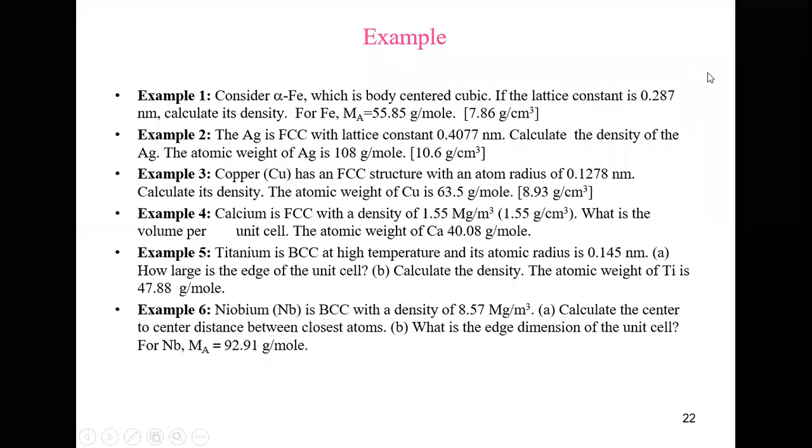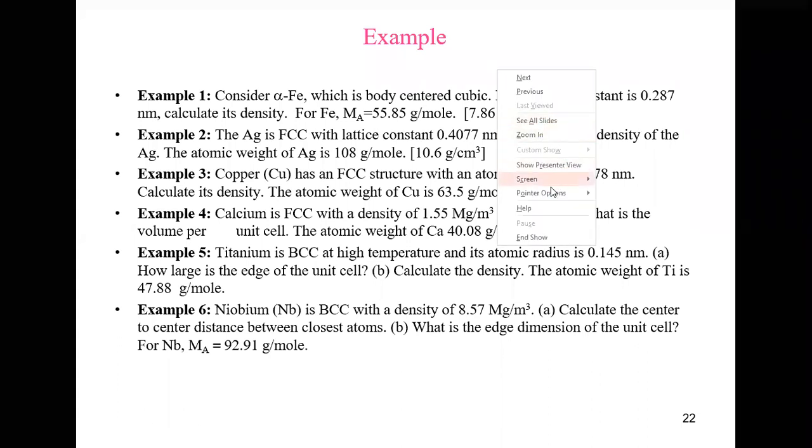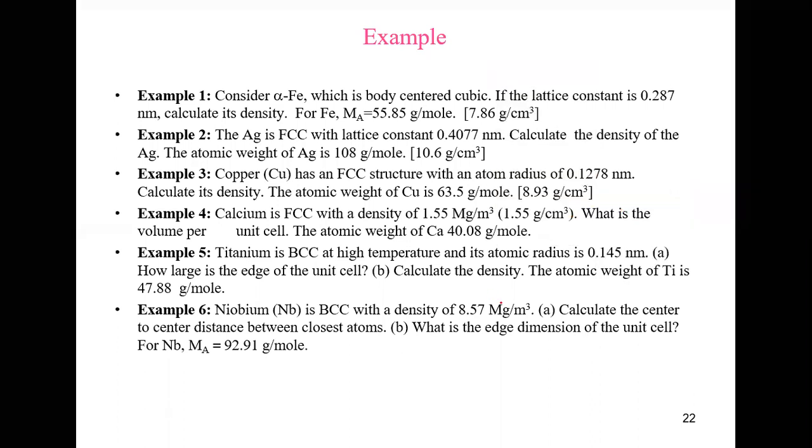Okay, so in last class, we solved all these problems. So in the exam, we may set this sort of problems.